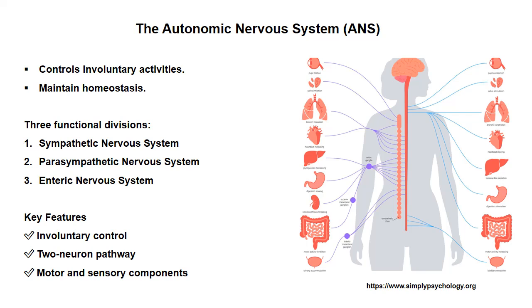It works through its three functional divisions: sympathetic nervous system, parasympathetic nervous system, and enteric nervous system. The key features include involuntary control, two neuron pathway, that is preganglionic and postganglionic neurons, motor and sensory components.